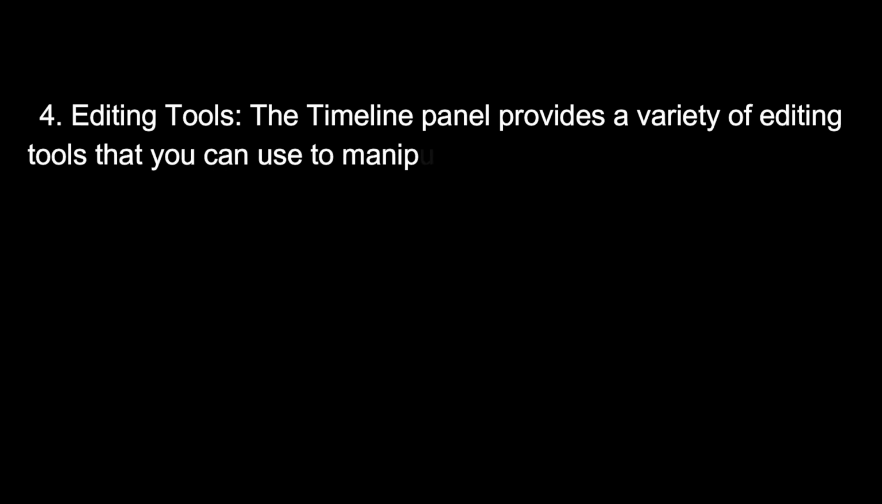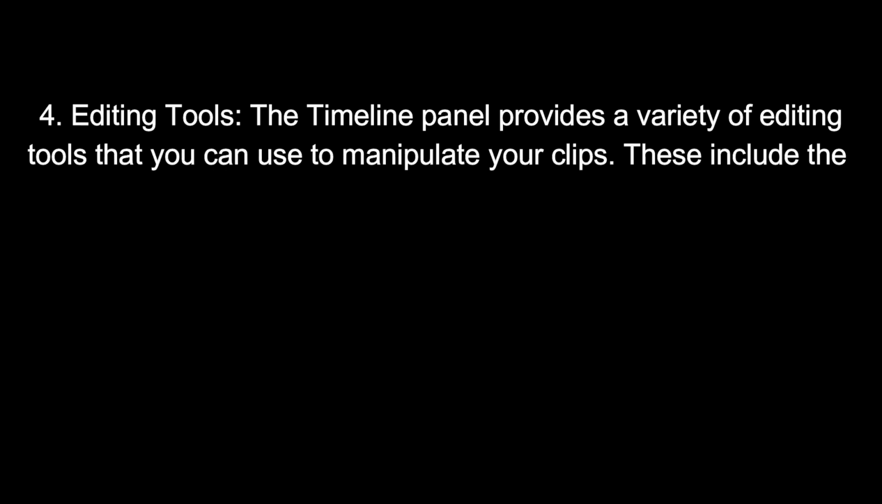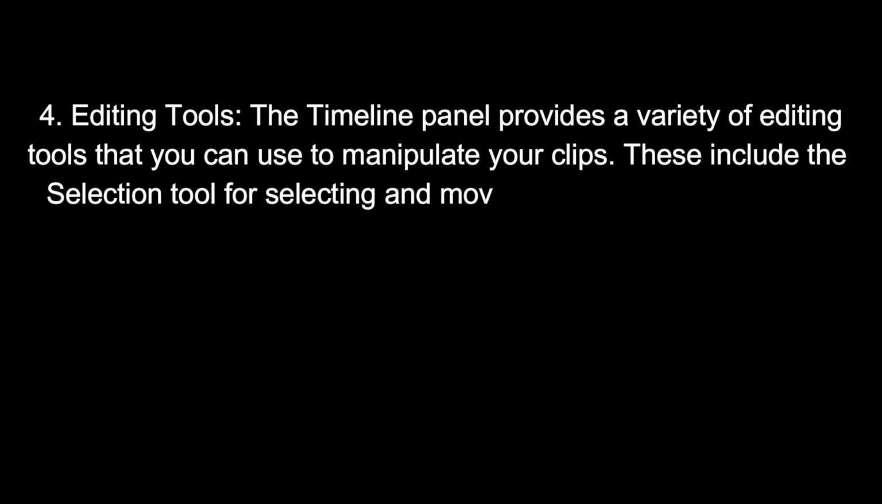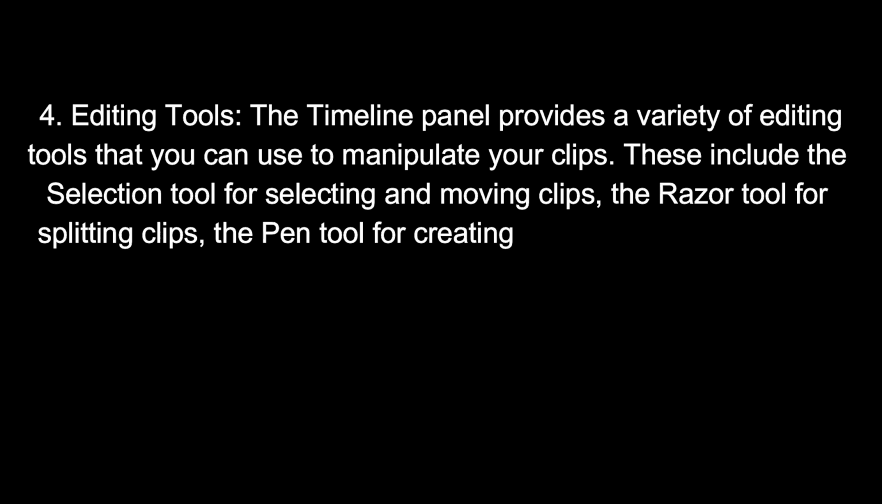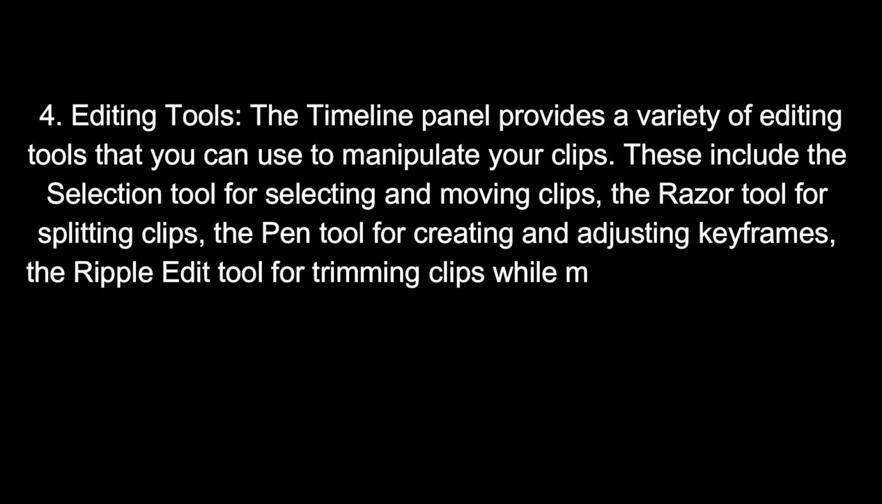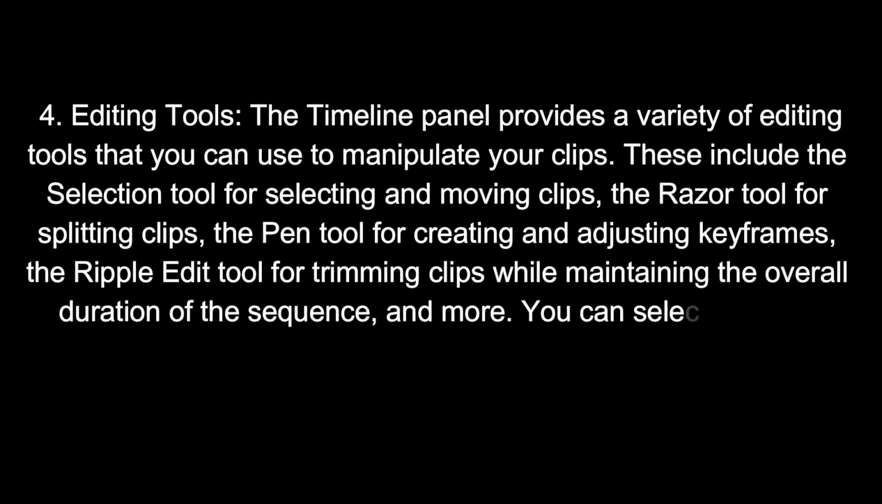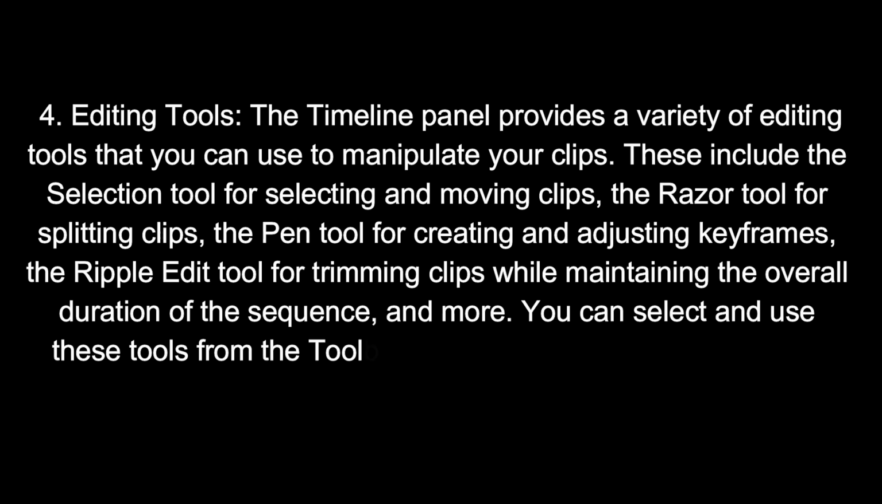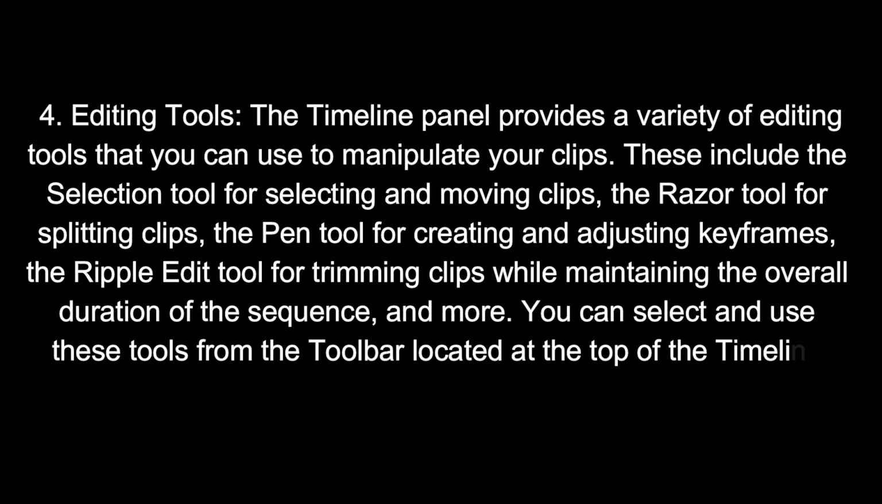4. Editing tools. The timeline panel provides a variety of editing tools that you can use to manipulate your clips. These include the selection tool for selecting and moving clips, the razor tool for splitting clips, the pen tool for creating and adjusting keyframes, the Ripple Edit tool for trimming clips while maintaining the overall duration of the sequence, and more. You can select and use these tools from the toolbar located at the top of the timeline panel.